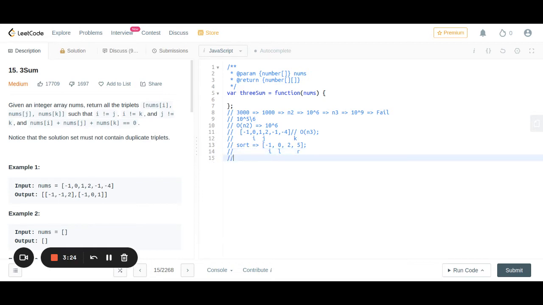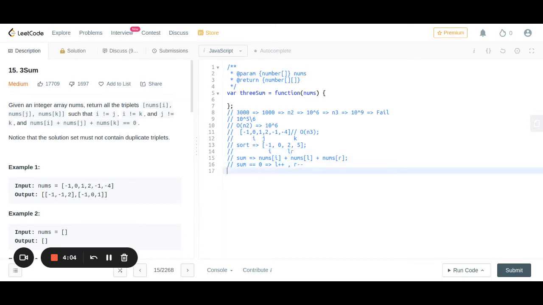Now what we are going to do is compute the sum of nums of i plus nums of L plus nums of R. If the sum is equal to 0, then we found the numbers. We are going to save these three numbers, and then we are going to increase the left and decrease the right, since we are shrinking the window. The left is increasing and the right is decreasing.